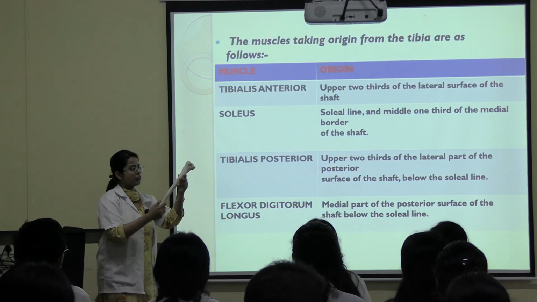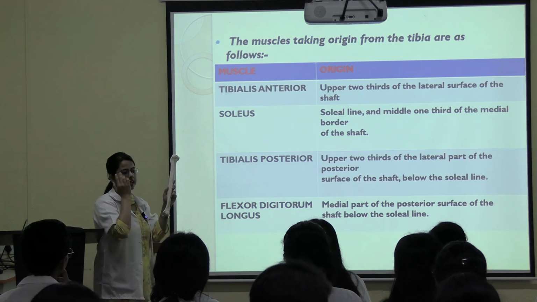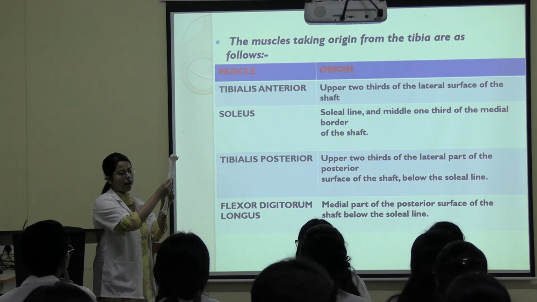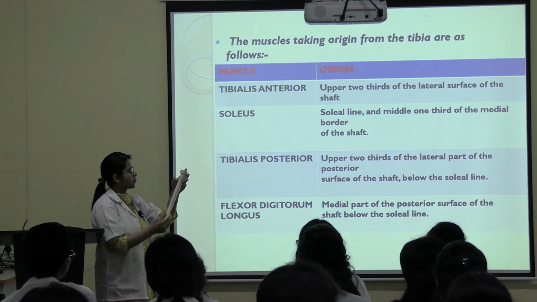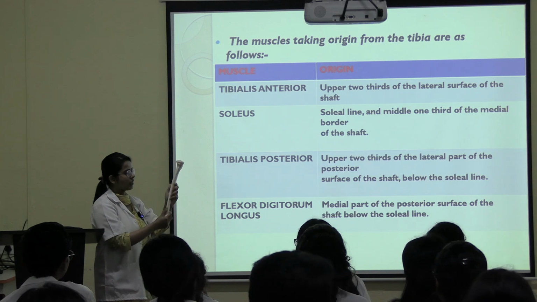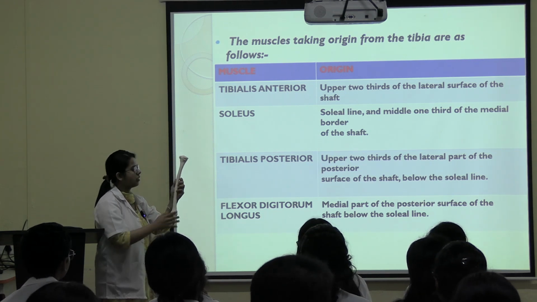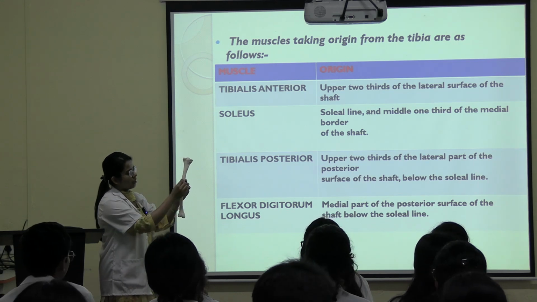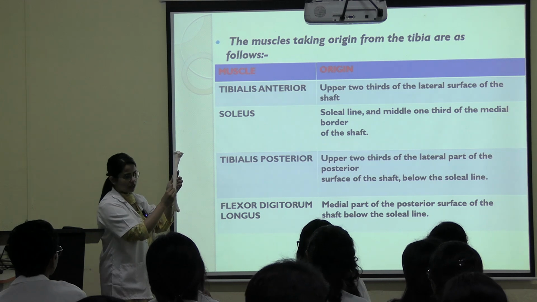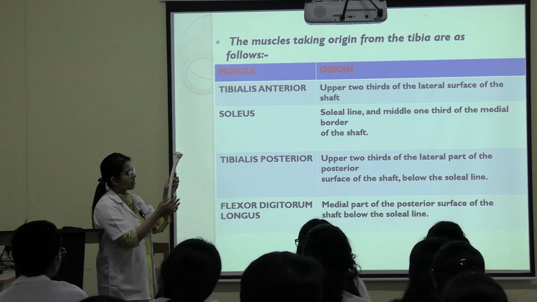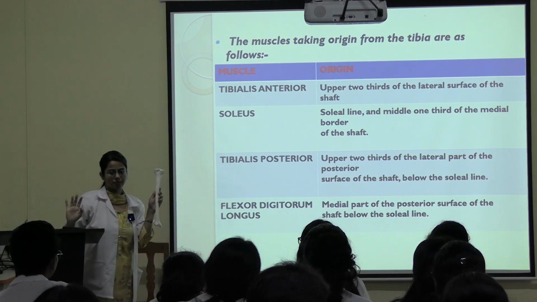First, we will go to the lateral surface. This is the lateral surface. So tibialis anterior from the upper 2/3 part of the lateral surface. Soleus from the soleal line and the middle 1/3 part of the medial border. Clear? Tibialis posterior in the lateral part of the posterior surface below the soleal line, and flexor digitorum longus in the medial part of the posterior surface below the soleal line. Clear?